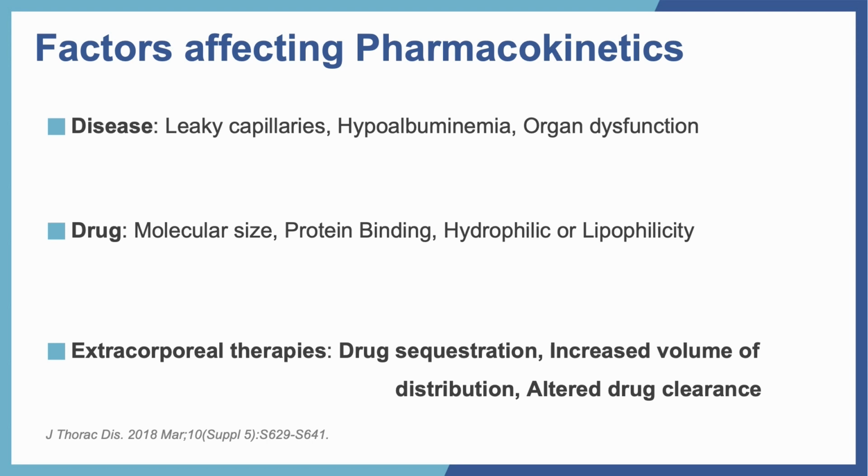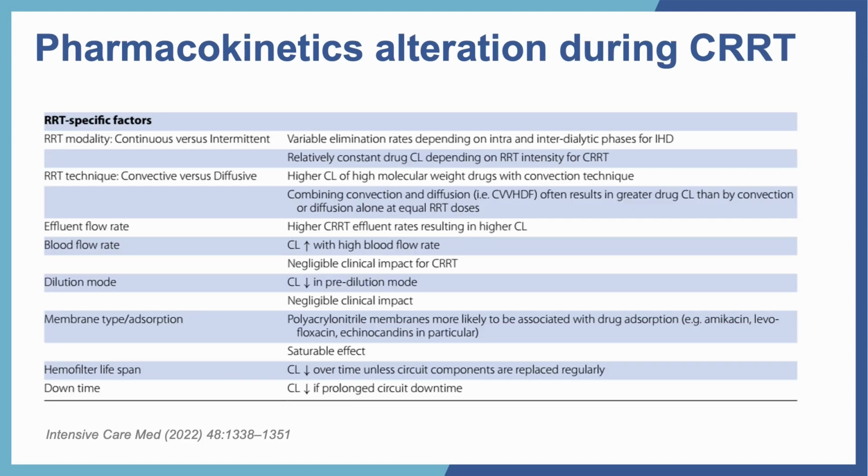Lastly, the main interest of today's talk is extracorporeal therapies. Drugs could be sequestered in extracorporeal circuits, and CRRT and ECMO will increase the volume of distribution and alter drug clearance. This well-organized table shows the potential impact of renal replacement therapy on pharmacokinetics of antimicrobials, which was published in Intensive Care Medicine last year by Dr. Abdul Aziz. You can see blood flow rate, effluent flow rate, and hemofilter pore size, which are determined by physicians, can affect the clearance of antibiotics. For a patient with CRRT, drug clearance by CRRT should be considered.